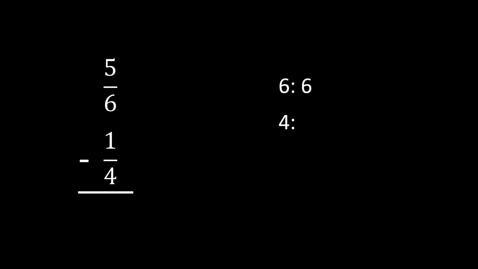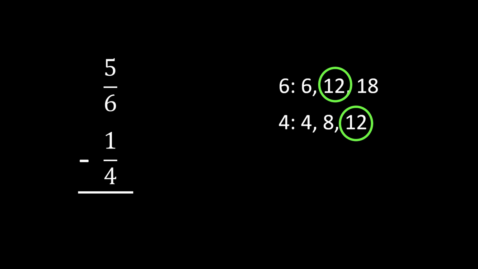6 times 1 is 6. 6 times 2 is 12. 6 times 3 is 18, and this is where I would switch and start with the multiples for 4 to see if I have my least common multiple already. Your least common multiple is going to be the smallest number that ends up on each list. So 4 times 1 is 4, 4 times 2 is 8, 4 times 3 is 12, and 12 is the first number that I see on both lists. So 12 is my least common multiple, and it's what I'm going to use as my common denominator.